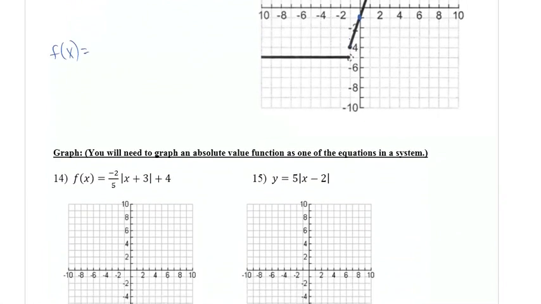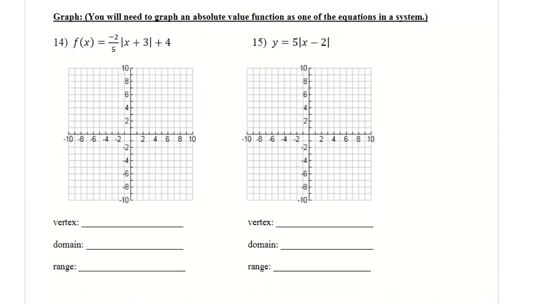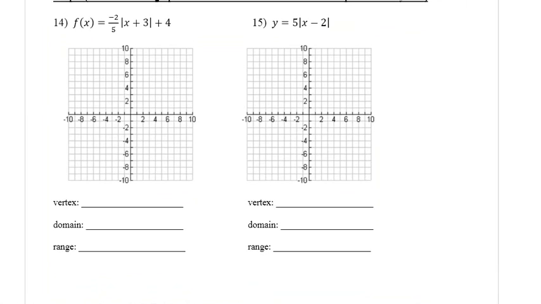Okay. The last couple questions are a review of how to graph absolute value functions, because you might need to graph one of these when graphing a system of equations. In the first one, number 14, that +3 on the inside tells us to go left 3, and that +4 at the end tells us to go up 4. So our vertex is -3, +4.